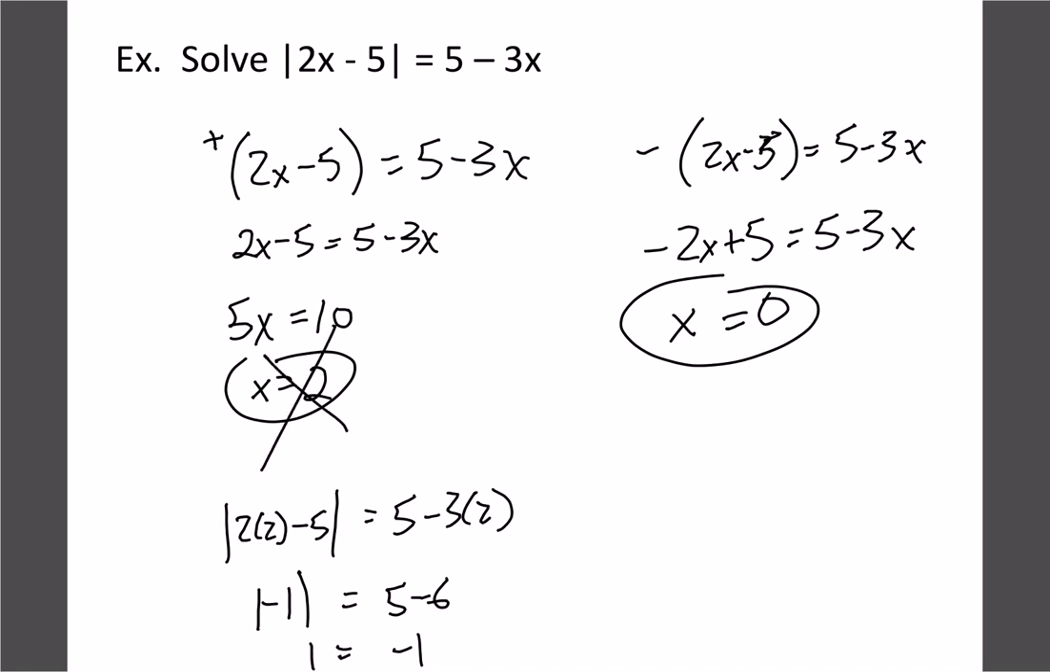So that doesn't work. So that x equals 2 is not a good solution. So we call that one extraneous. Do the same thing for the other one. Plug in a 0, so we'd have just absolute value of negative 5. 5 minus 3 times 0 would just be 5. Is that the same thing? Yes. So in this case, only x equals 0 is a valid solution.